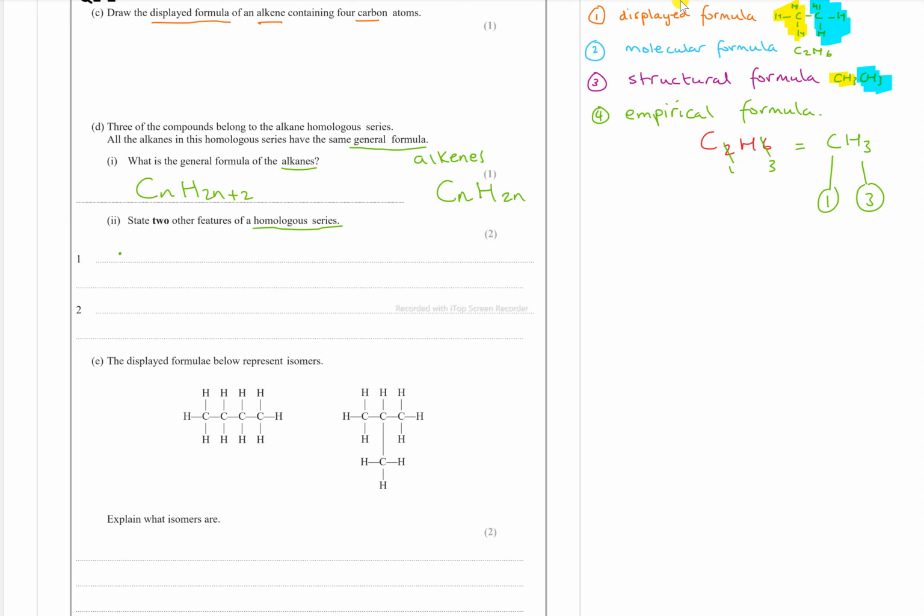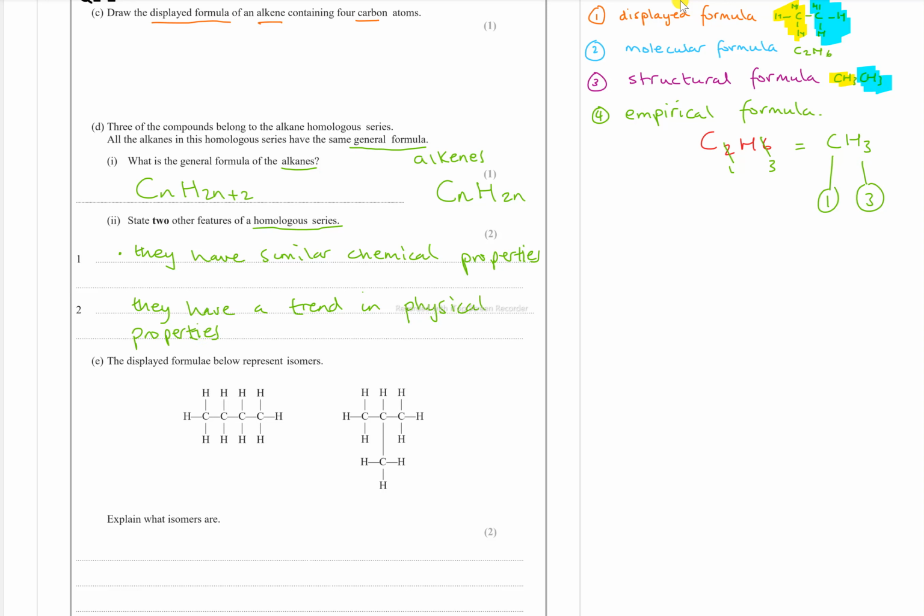So what I tend to do, I tend to write they have similar chemical properties. What else do they have? They have a trend in physical properties.